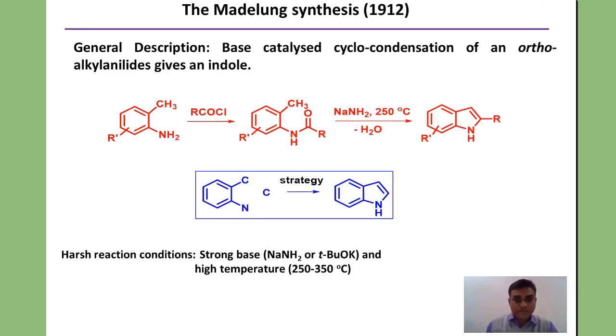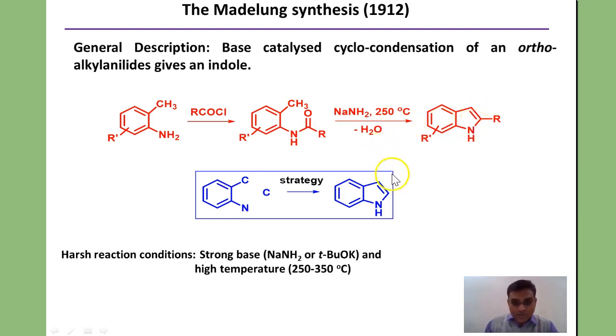Now let us discuss the third methodology, the Madelung synthesis, reported in the year 1912. This methodology involves a base catalyzed condensation of orthoalkyl anilides. These are anilides, and they can be obtained from acid chlorides. So instead of orthonitrotoluene that we have seen in the previous two cases, one can start with orthotoluidine on reaction with the acid chlorides. We will get orthoalkyl anilides. Orthoalkyl anilides under basic conditions at very high temperature form the substituted indole molecule.